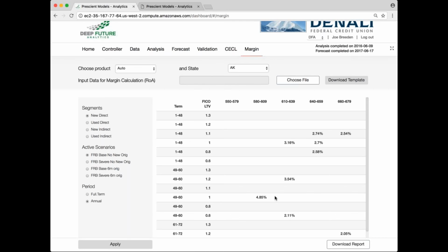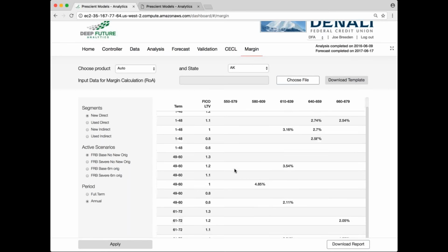So CECL is lifetime loss. As soon as you add revenue forecasting, then you get a lifetime profitability. Now we call this margin, not profitability, because we don't have the complete expected expenses, but we do get a pretty good idea what's going on on a relative basis.